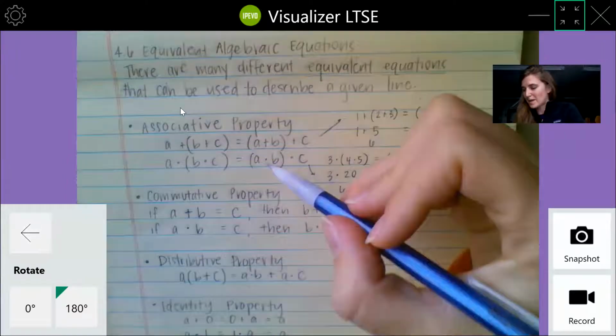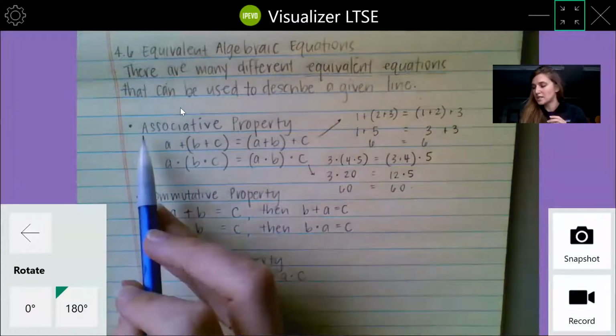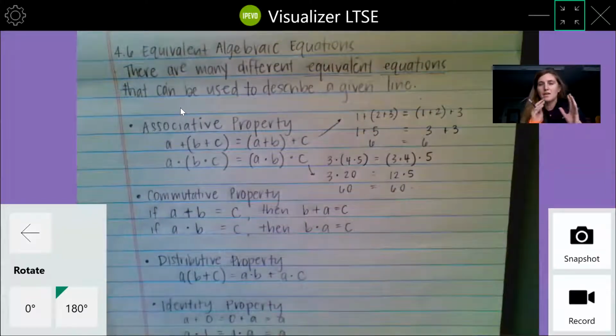So what this is basically saying is that the grouping, whatever we associate numbers with, we can associate them differently when we're using addition or multiplication. However, this does not work with division or subtraction. Okay, only addition and multiplication.